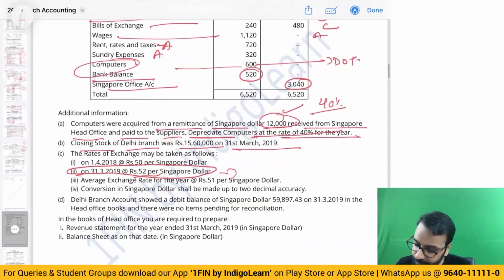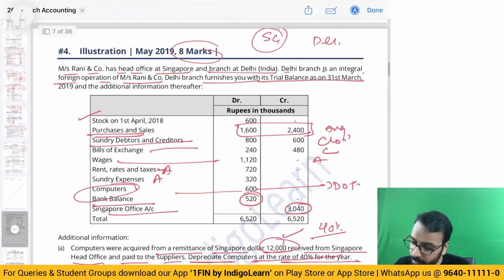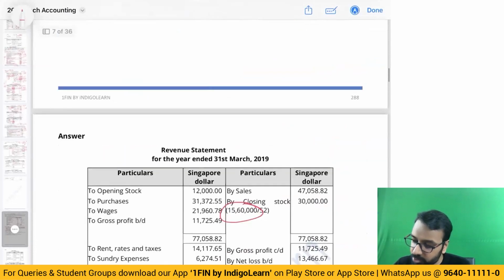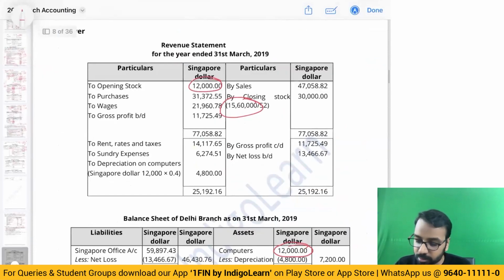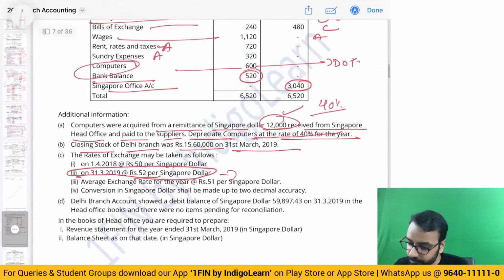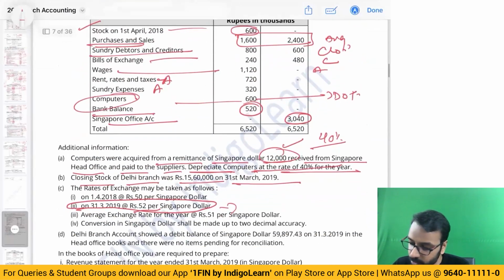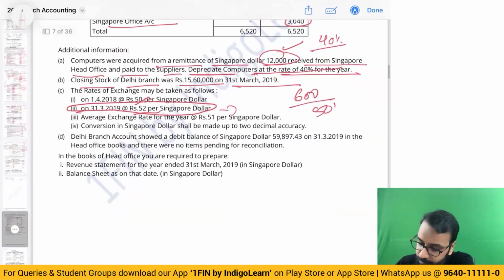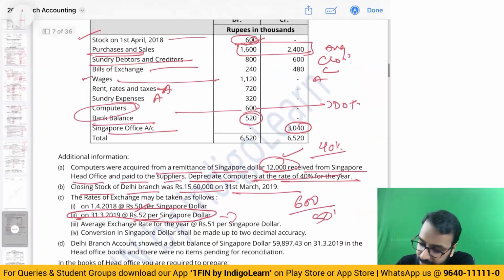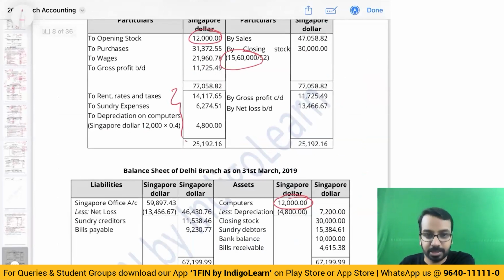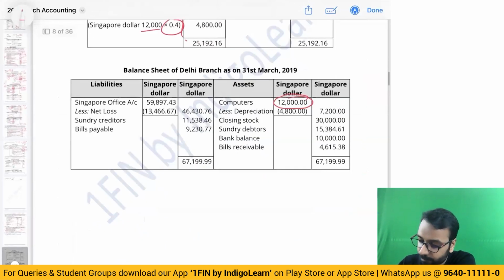Then opening stock 600, using the opening stock rate, we'll convert that into Singapore dollars. So that is basically 600 divided by 50. Then you have wages, rent, sundry expenses, all of that you can directly convert using the respective rate. Depreciation directly at 40%.